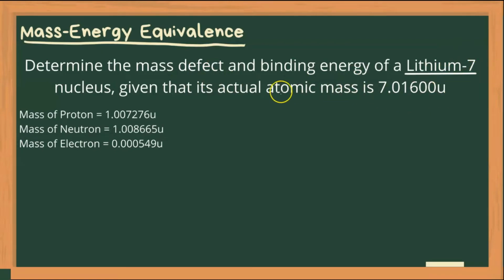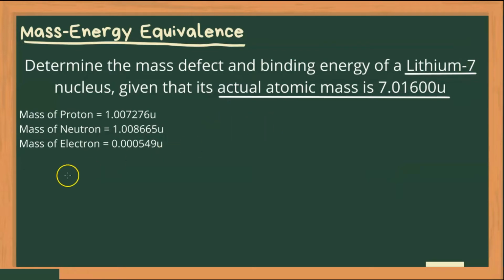Now, lithium-7 itself has an atomic mass of 7.01600 atomic mass units. Now, this is very important. You cannot look at the atomic mass on a periodic table. If you look up the atomic mass for lithium on a periodic table, it's a little bit less than that, because the atomic mass on a periodic table is the average atomic mass for all the different isotopes of lithium found in nature. Whereas in this problem, we are specifically looking at lithium-7.